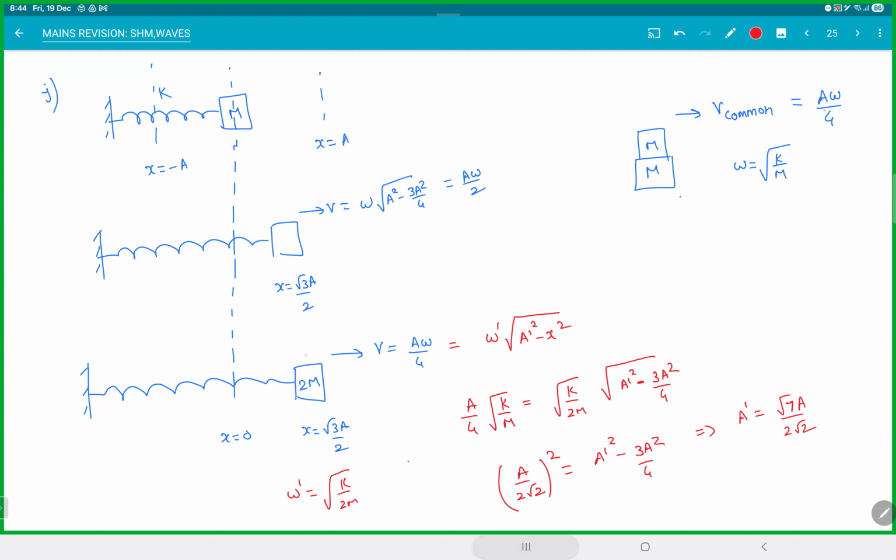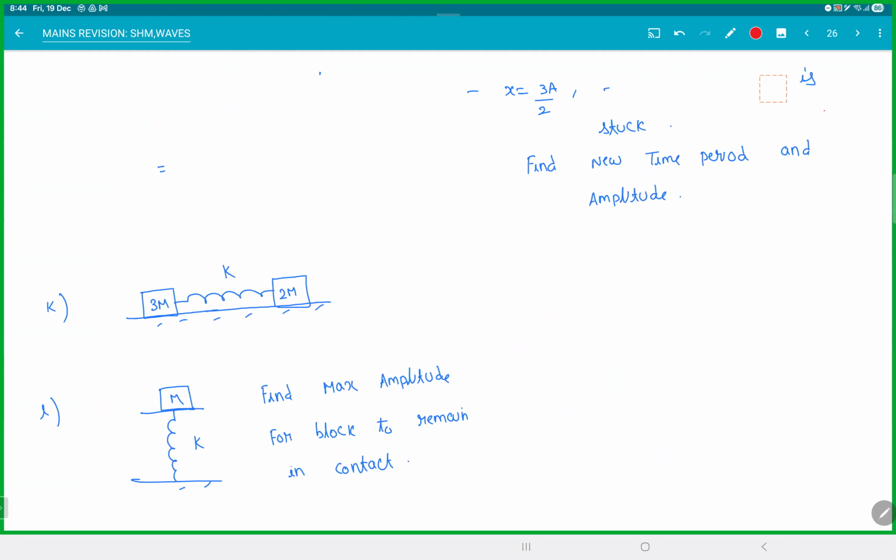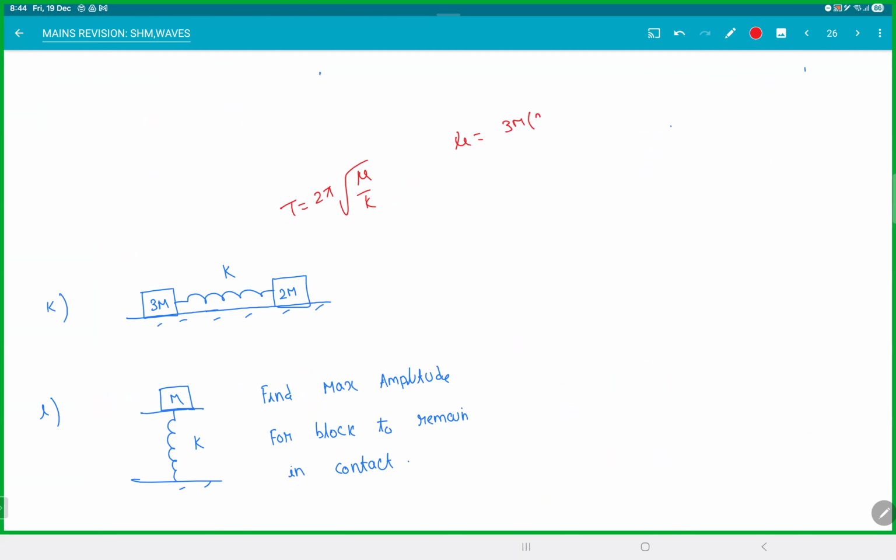Then you will say this is the initial state, this is the extreme position, amplitude a dash. Kinetic energy plus spring energy is equal to, you can conserve that. That also works, that will be lengthy though. The answer for the time period will be 2 pi root over mu by k. Mu is the reduced mass, 3m times 2m by 3m plus 2m.